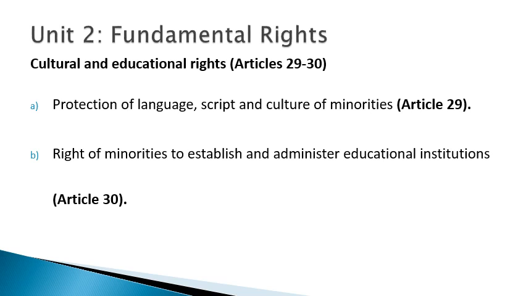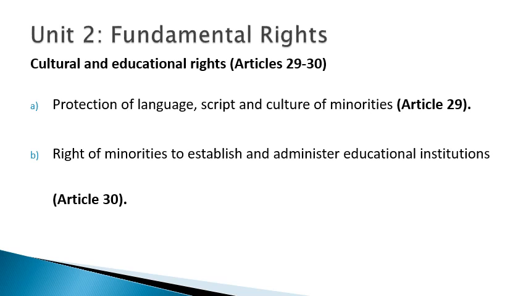This provision was added by the 44th Amendment Act of 1978 to protect the rights of minorities in this regard. Please remember, students, the 44th Amendment Act of 1978, which was to protect the rights of minorities. The act deleted the right to property as a fundamental right, which was Article 31. We will learn this further in a separate lecture. The right to property was Article 31.